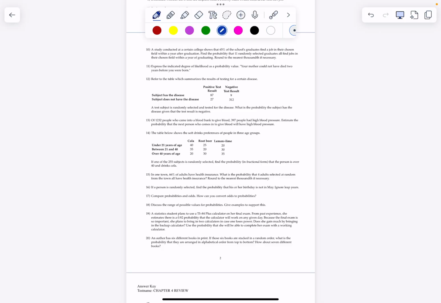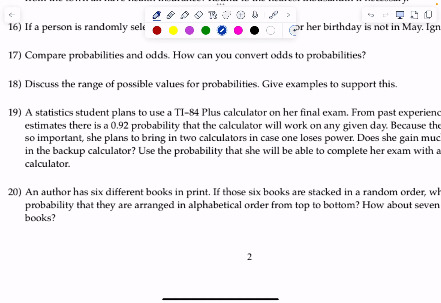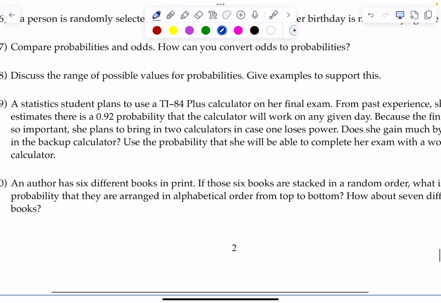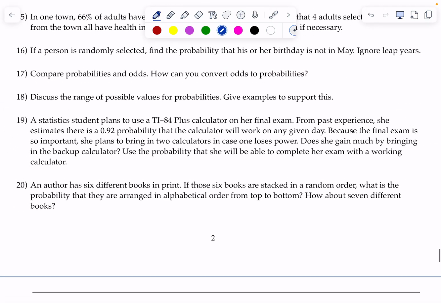Okay, go to number 19. Go to number 19. Okay? On the review, number 19 is kind of like this problem, and it's a big, long problem. Facts are your friends. Write down all the facts out of this paragraph. Here we go. A stats student plans to use a TI-84 Plus calculator. That is one of those graphing ones. TI-84 Plus, that's the big honkers that graph stuff, okay?